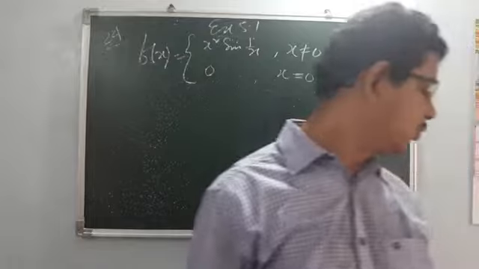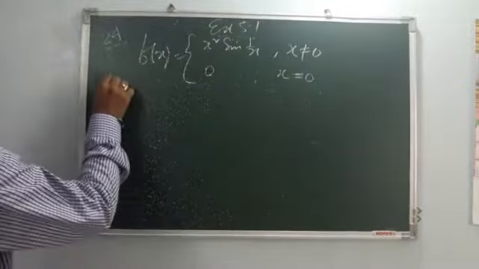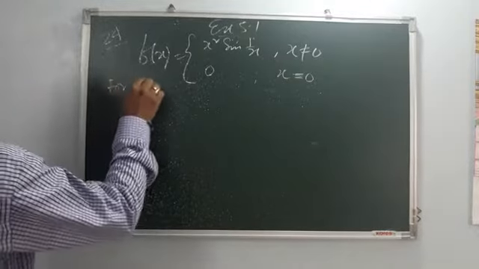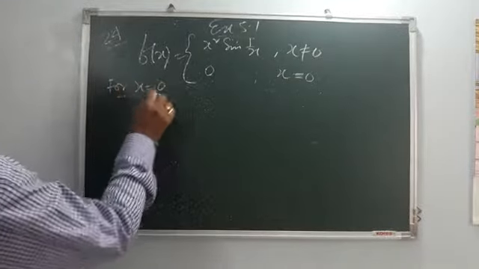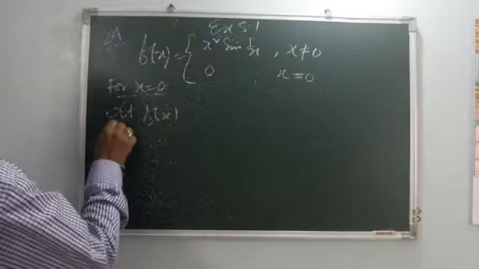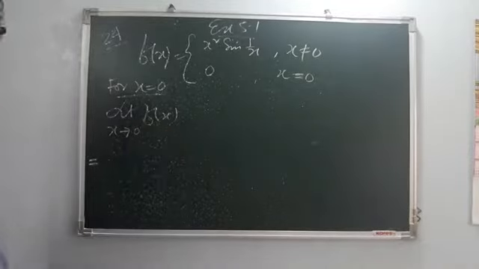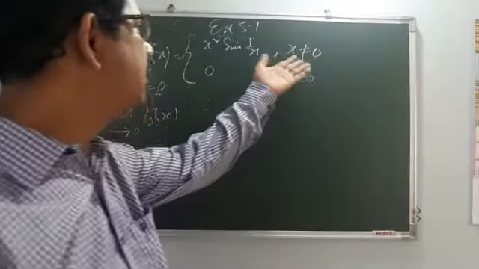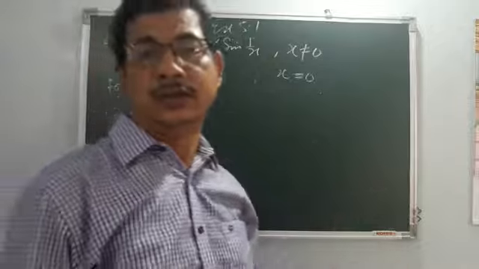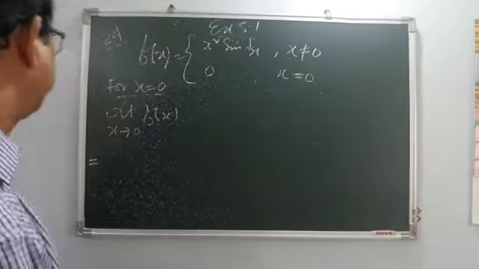It is continuous. So now we will check for x equal to 0. For x equal to 0, limit f(x) as x tends to 0. I have written this one, not LHL, RHL, because here there is no need to write LHL, RHL. You can write it also, but I found it is useless to write.